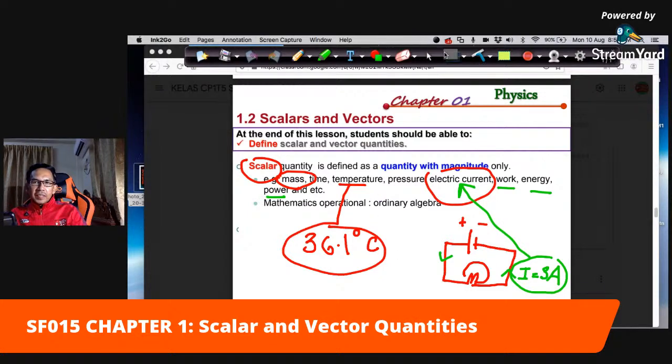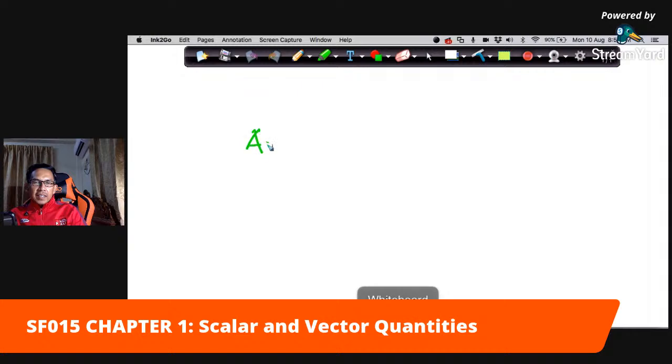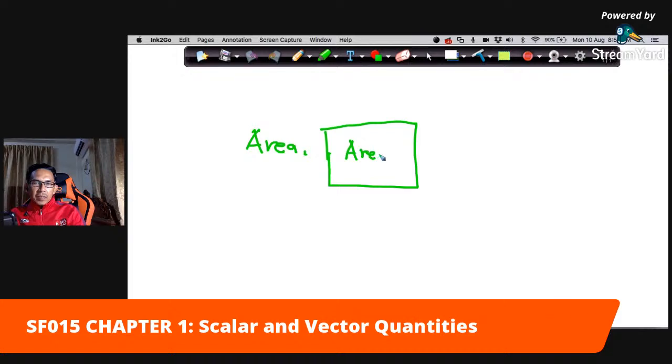Area. Let's say you have a shape, let's say this is a rectangle. Okay, so you can calculate the area, luas area. Here, let's say this is 5 meter and this is 1 meter. So now the area here is equal to 5 times 1, which is equal to 5 meter square.